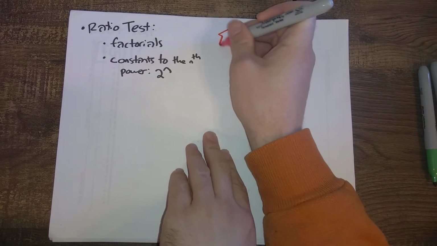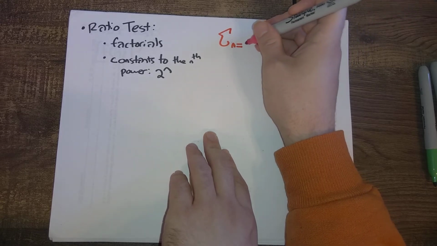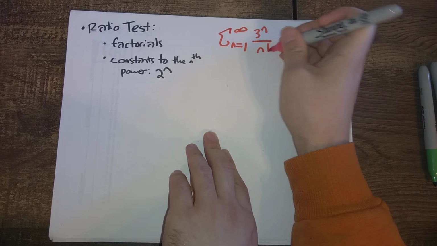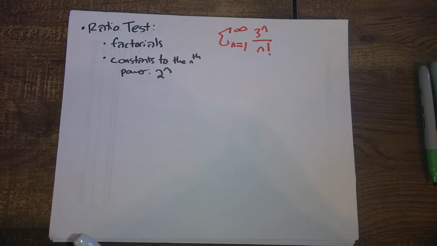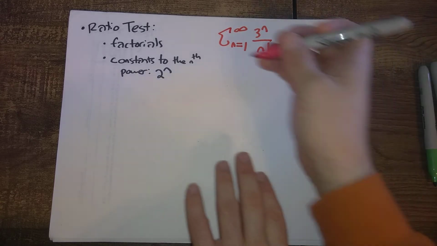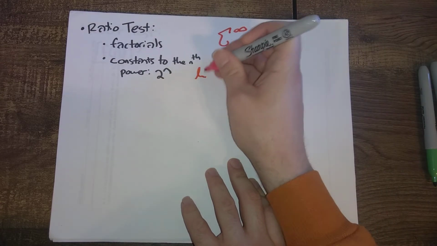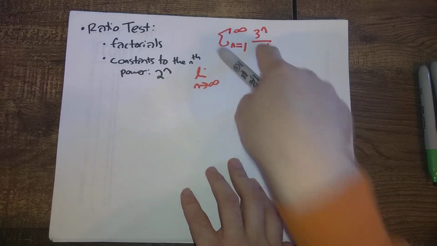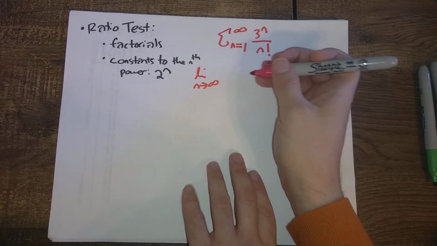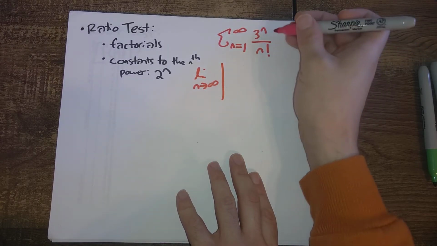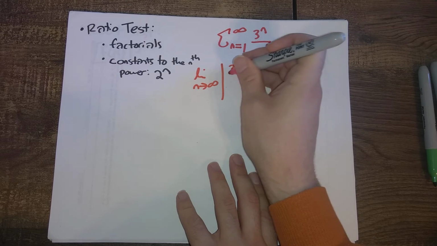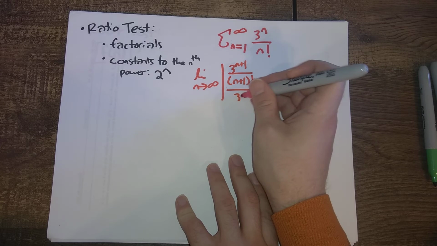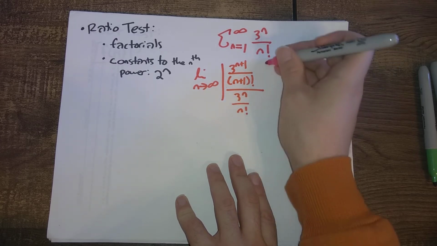So as an example of this, suppose you have the sum from n equals 1 to infinity of 3 to the n over n factorial. If you apply the ratio test here, what are you going to end up with? The limit as n goes to infinity. Note we've got a factorial in the denominator and a constant to the nth power up here. So a sub n plus 1 would be 3 to the n plus 1 divided by n plus 1 factorial. Then a sub n would be 3 to the n over n factorial.